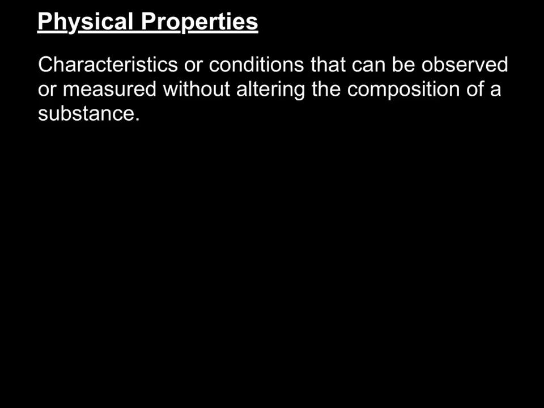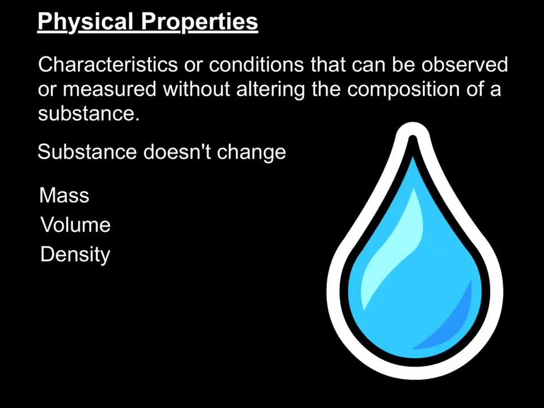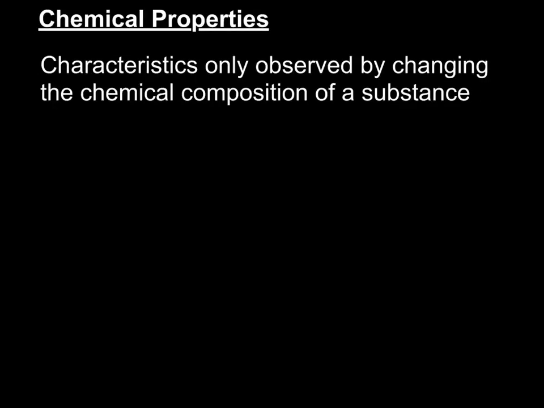We can also classify properties by if they are physical or chemical too. Physical properties are characteristics or conditions that can be observed or measured without altering the composition of a substance. This means the substance you work with does not change. Examples of this are mass, volume, and density. You can measure these and not change what substance you are working with. If you are taking all these measurements for water, for example, you still have water when you're finished with your measurements. Chemical properties are characteristics only observed by changing the chemical composition of substances.